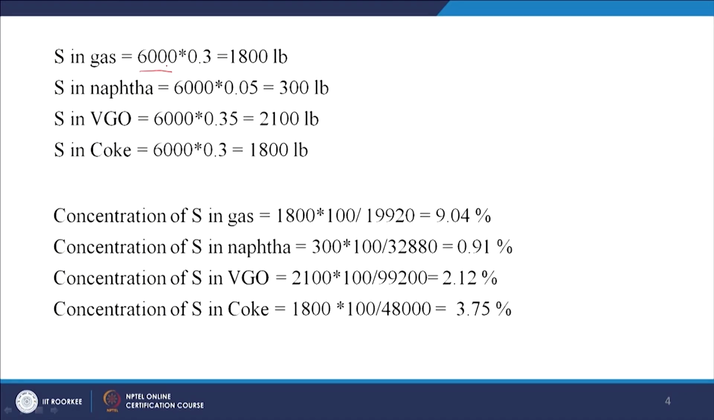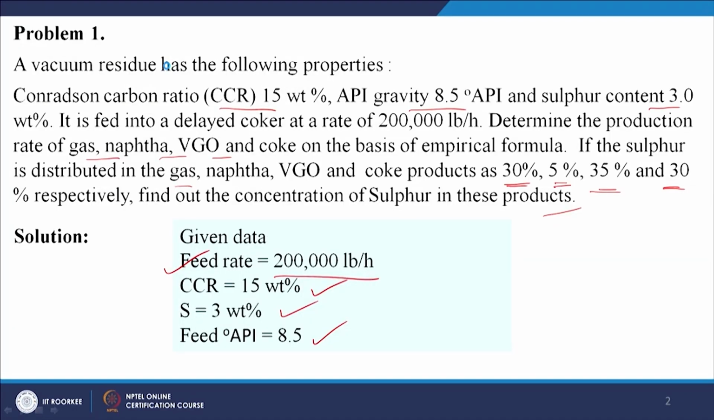Then we will see what is the sulfur in gas. We have 6,000 into 30%, as it is given that of the total sulfur in the feed, 30% is coming to the gas, and then 5% to naphtha, then 35% to VGO, and again 30% to coke. So, this data we will be using. We know how much sulfur we had and what percentage of that sulfur is transferred to a particular type of product, and that we will consider.